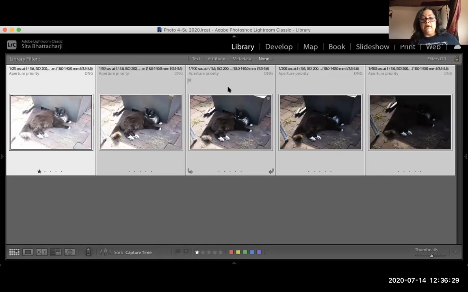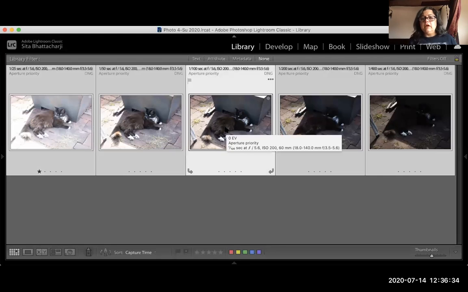The middle one over here is the normal, and maybe you can see it says here 0 EV, which means that the plus minus sign on the camera is set to 0, which means that I'm doing what the light meter said is correct. And it actually looks pretty good.